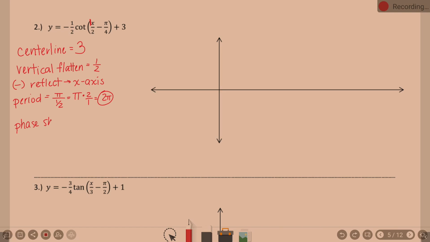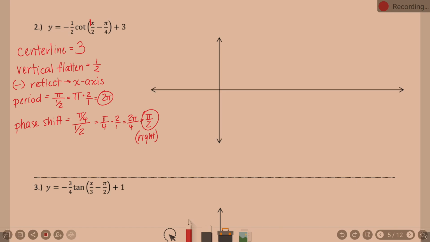And a phase shift. Pi over 2, pi over 4, 1 over 2. Okay. C over B. Opposite the signs, this is going to be positive. Pi over 4 divided by 1/2, which is pi over 4 times 2 over 1, which is 2 pi over 4, which is pi over 2. And that is going to go to the right, pi over 2.